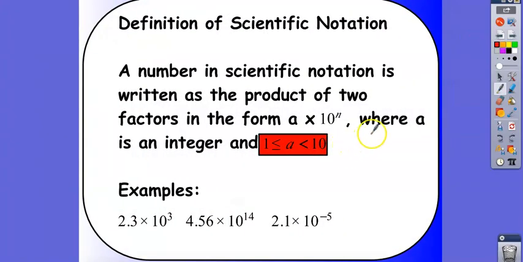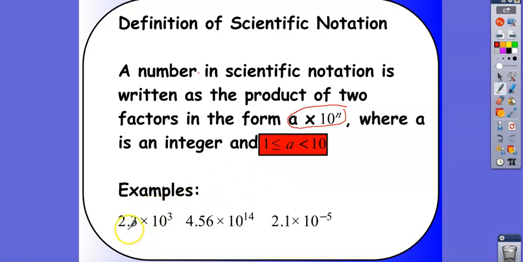Okay, definition of scientific notation. A number in scientific notation is written as the product of two factors in the form a times 10 to the n. But that a there has to be greater than or equal to 1 and less than 10. It's the integer. And this is where a lot of people would get an answer and go, okay, it's in scientific notation. I'm like, no, that a is wrong.